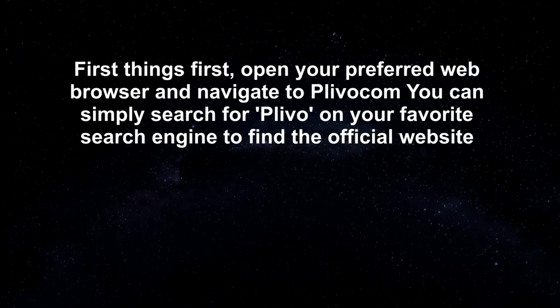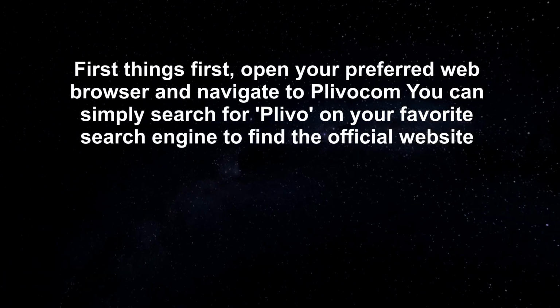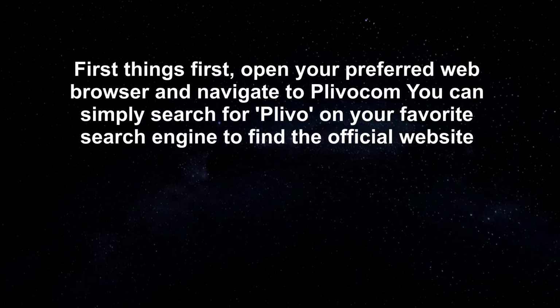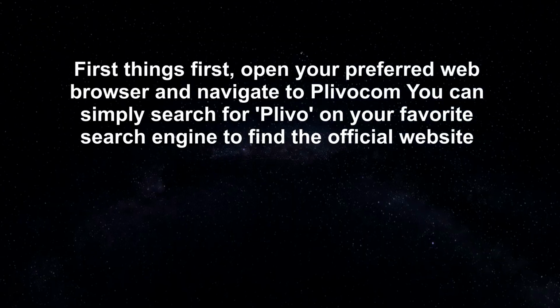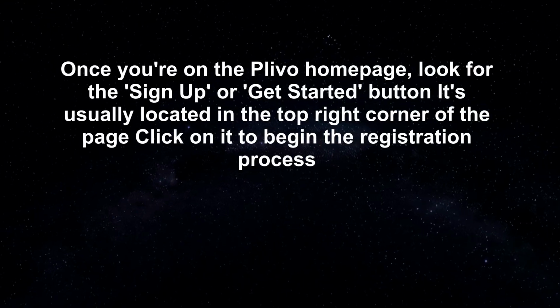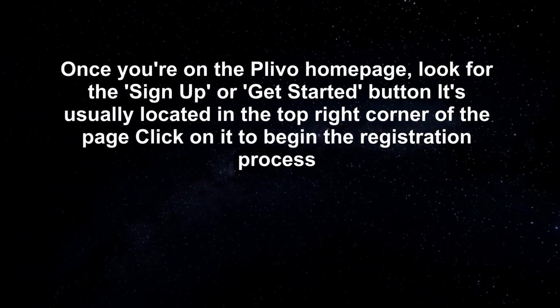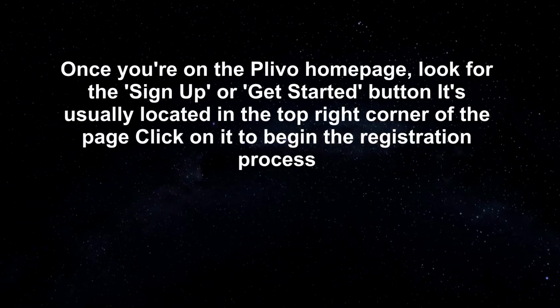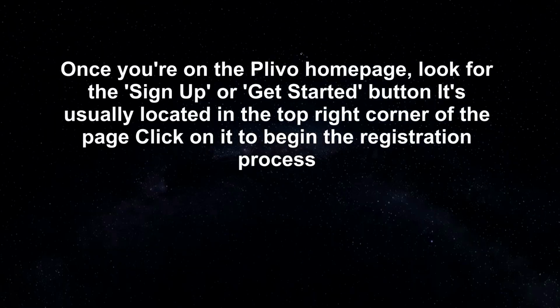First things first, open your preferred web browser and navigate to Plivo.com. You can simply search for Plivo on your favorite search engine to find the official website. Once you're on the Plivo homepage, look for the Sign Up or Get Started button. It's usually located in the top right corner of the page. Click on it to begin the registration process.